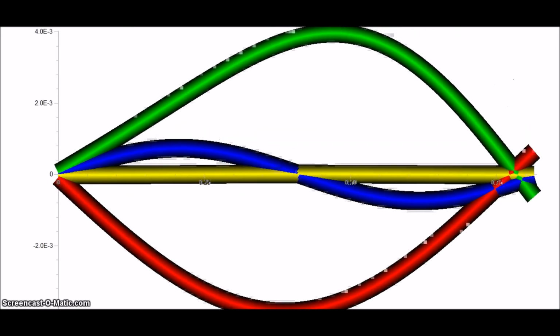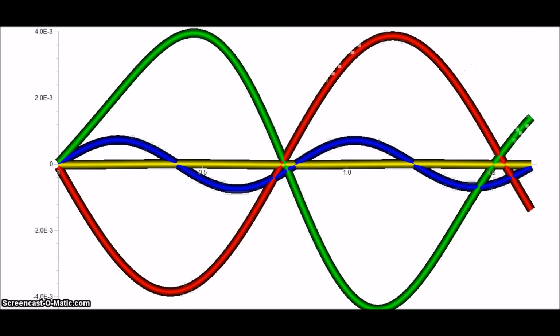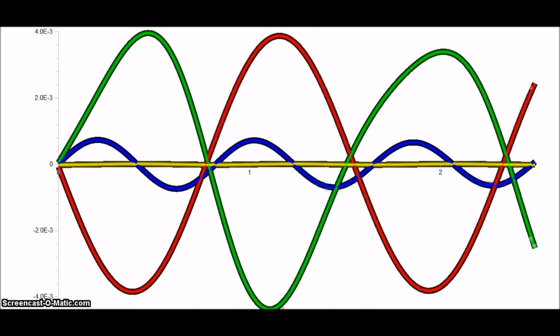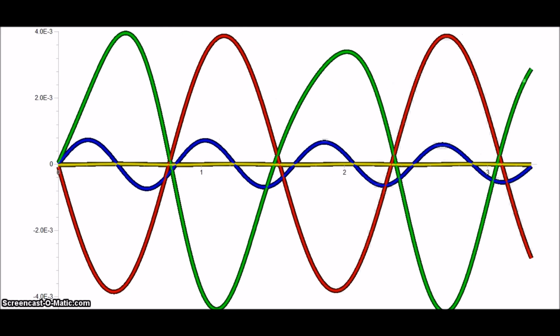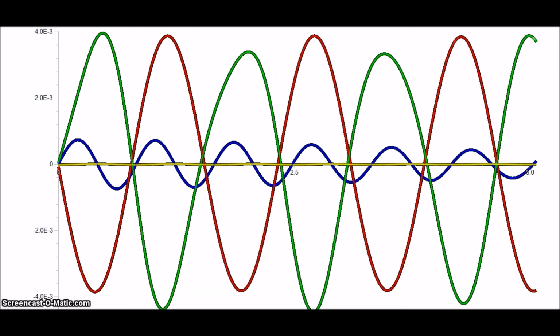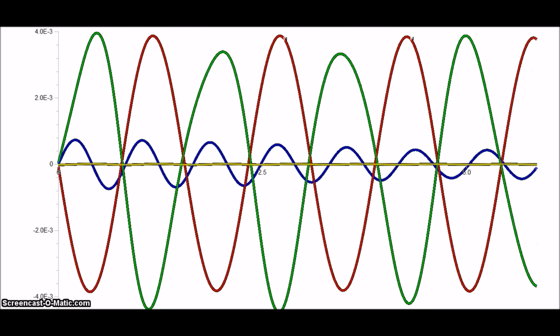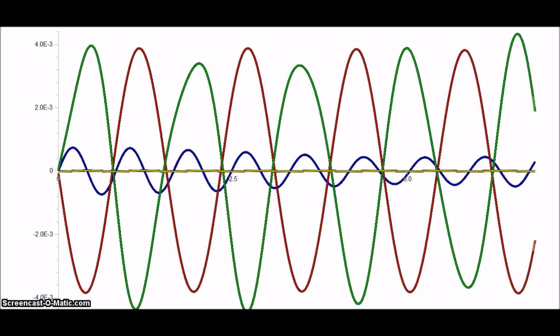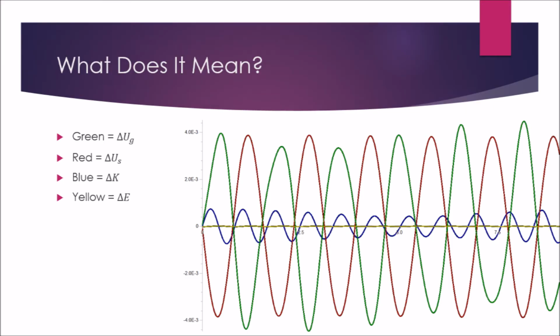caused by drag. In the graph, the green line is gravitational potential, the red line is spring potential, and the blue is kinetic energy. As you can see, all of the lines add up to the yellow line, which represents delta E. Because there is no change in E, there is no work being done on the system, which means that the energy principle is satisfied and delta E remains zero.